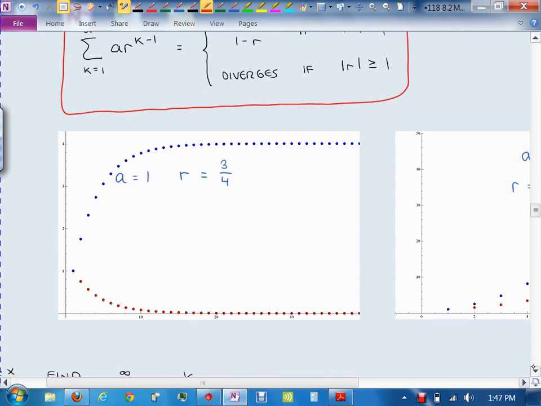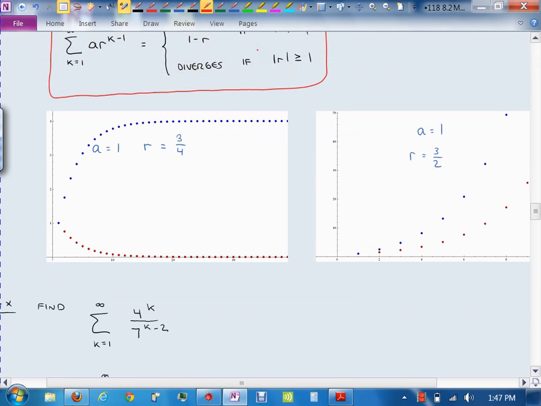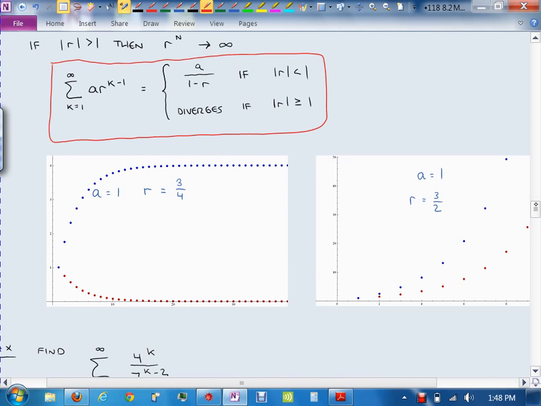Here's some examples that I put together. So here's an example of a geometric series. So here's the series right here, a r to the k minus 1. I picked a to be 1 and r to be 3/4. 3/4 is less than 1, isn't it? So this should converge. Where should it converge to?